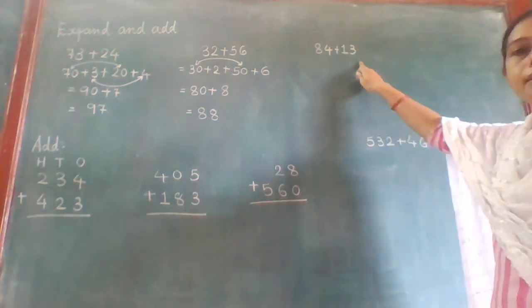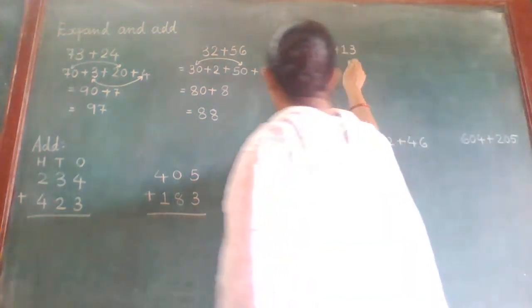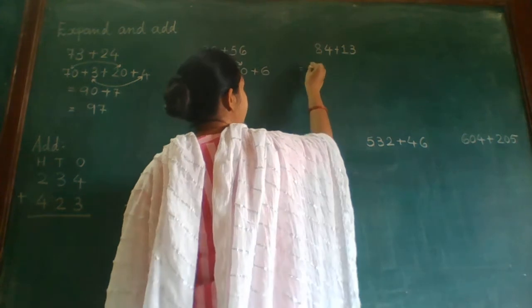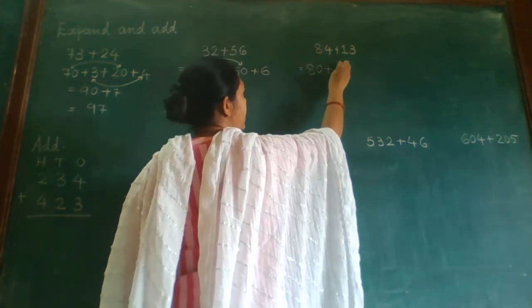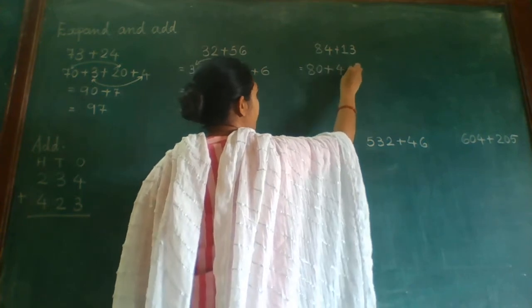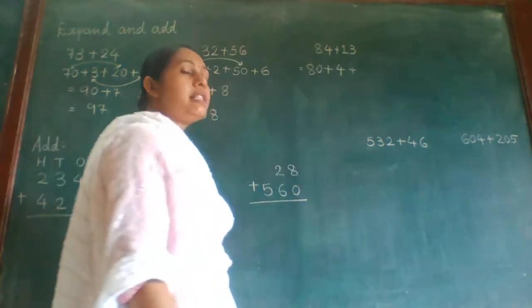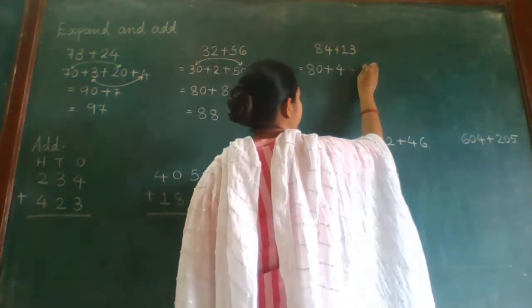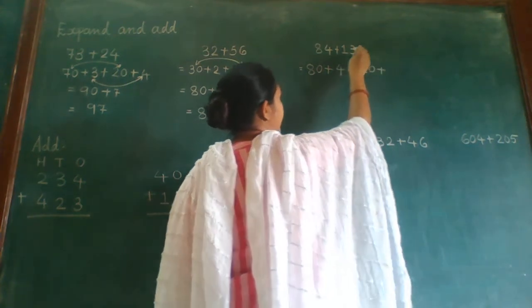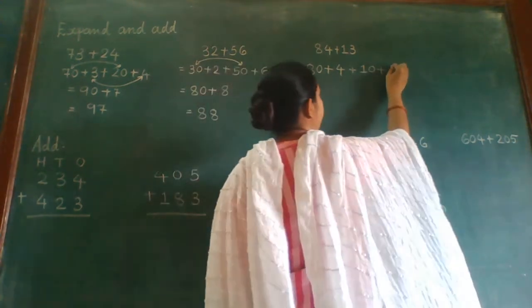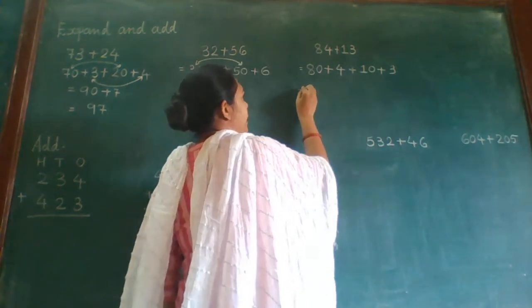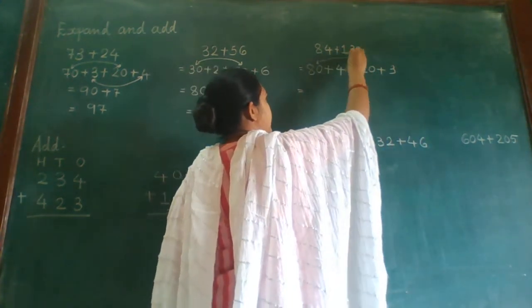84 plus 13. First we expand the number. 8 is on tens place. That means it is 80. 4 is on ones place. It is 4. 1 is on tens place. 1 times 10 means 10. And 3 is on ones place means 3 times 1. That means 3 only.